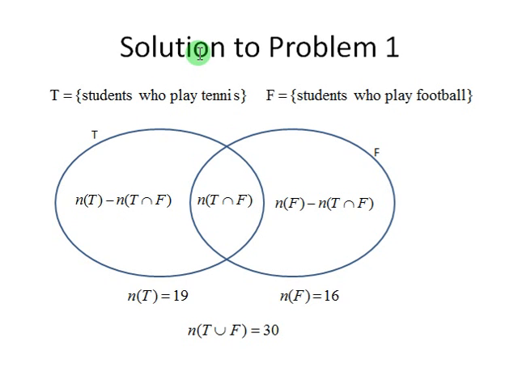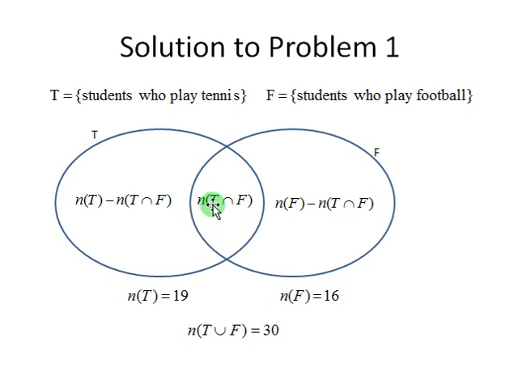I'm now going to explain the solution to problem 1. Let T be the set of students who play tennis, and let F be the set of students who play football. On the Venn diagram, the number of students who play only tennis will be written in this region. The number of those who play only tennis is arrived at by subtracting the number of students who play both tennis and football from those who play tennis.